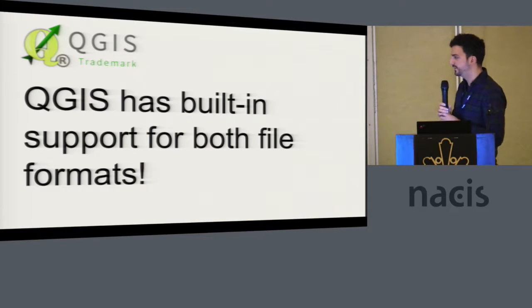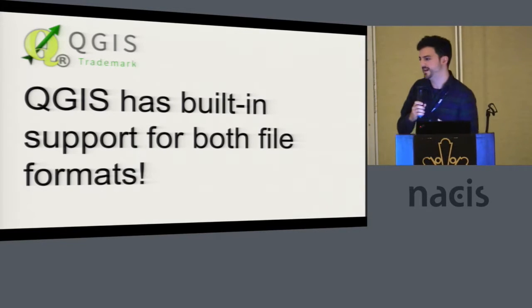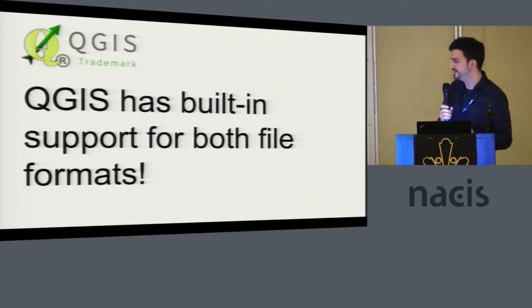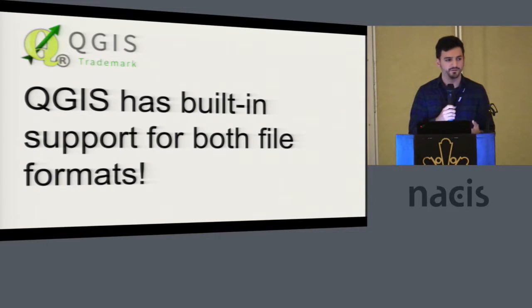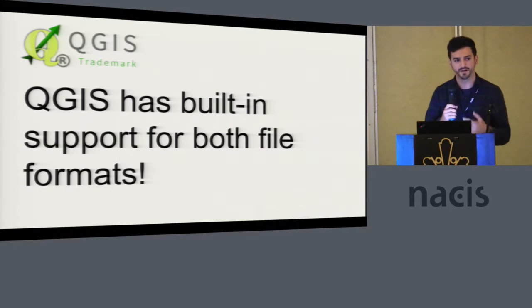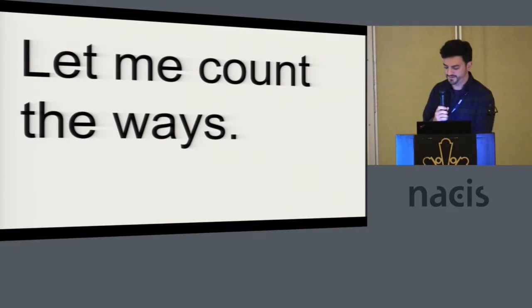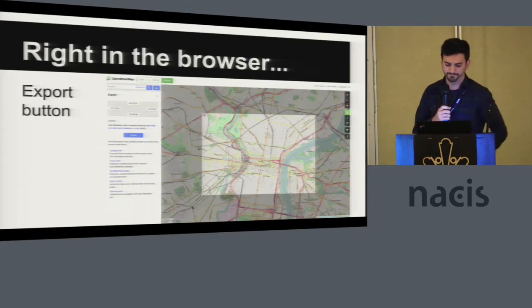The really good news is that you don't really even need to worry about what a .osm file is because QGIS has built-in support for both file formats. So you can actually just take a .osm file and open it right in QGIS if you're using that. So let's talk about the various different ways you can get data out of OpenStreetMap.